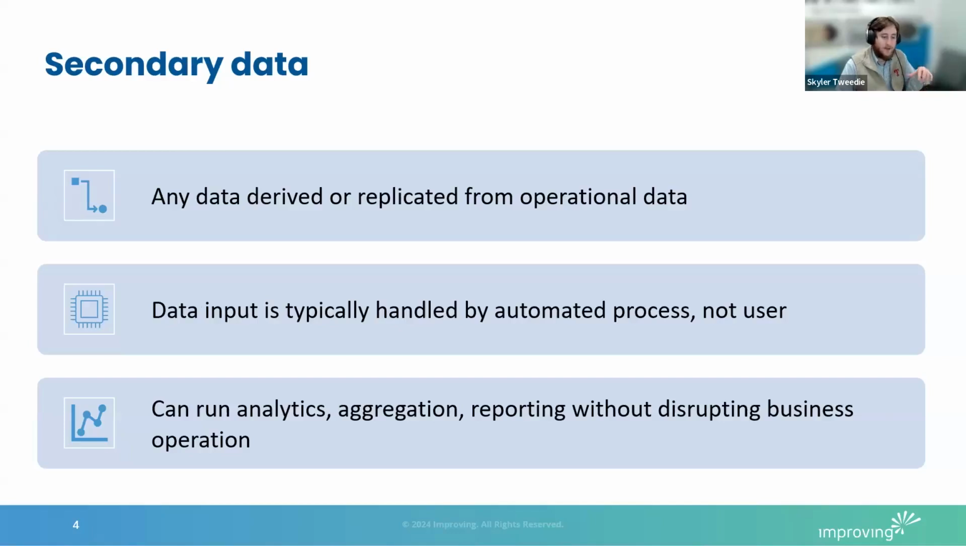It doesn't mean that you can't use this secondary data from the operational arm of the business. It just means that it's not affecting the operational data. And if the analysis engine goes down, I'm not incapable of conducting day-to-day business operations. Data input for secondary data is typically handled by an automated process, aka ETL, which we'll talk about later. And like I mentioned, you can run analytics, aggregation, reporting, do a lot of different things based on that input data without disrupting your data flow.